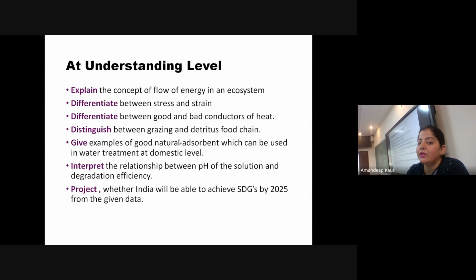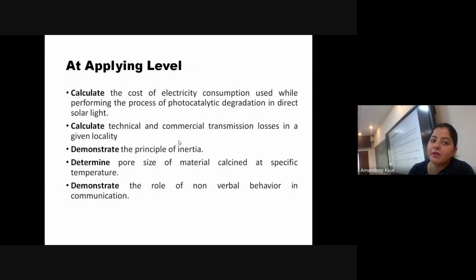Identify whether India, following different strategies to achieve SDG, will be able to achieve it by 2025. What level of question does this become? Evaluation. So depending upon the statement design, the level of excellence can be enhanced. Applying level: calculate the cost of electricity consumption used while performing the process of photocatalytic degradation in direct solar light. Is it an easy statement or a difficult statement?